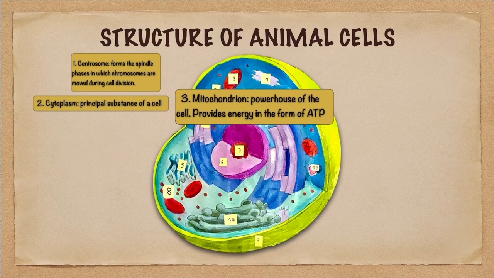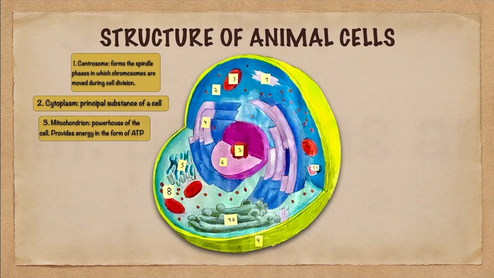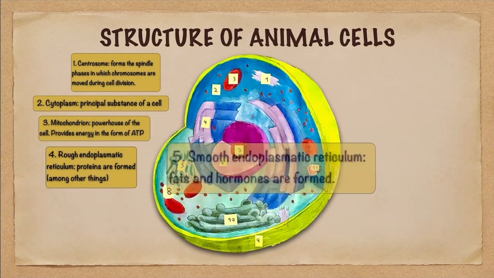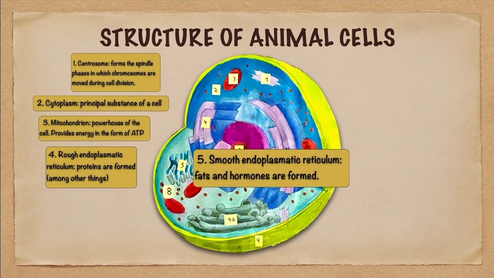The mitochondrion is the powerhouse of the cell. It provides energy in form of ATP. What is ATP? ATP means adenosine triphosphate. Now the rough endoplasmic reticulum. Here are the proteins formed, among other things, many other things. Now the smooth endoplasmic reticulum. Here are the fats and hormones formed.